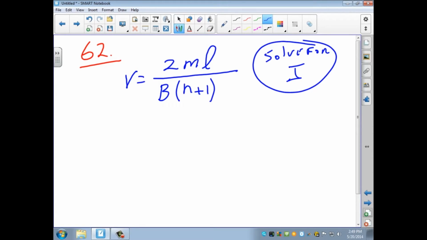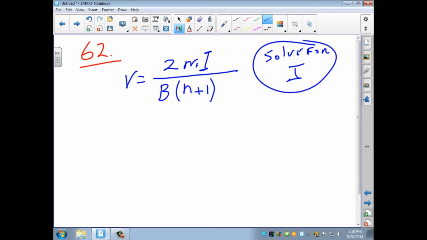I'm sorry, instead of L it is I. I was wondering where is the I they are talking about. So this is I. It's not an L. So 2mi divided by b times (n plus 1). You want to solve for I. So you treat everything else like constant. So you have a basic equation. You treat everything else like constant except for I.